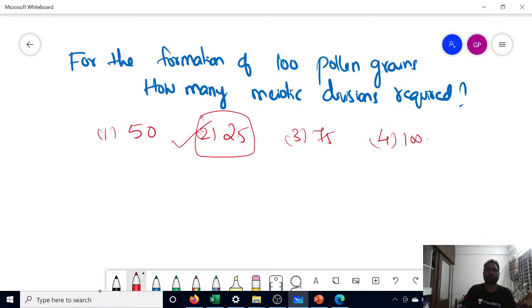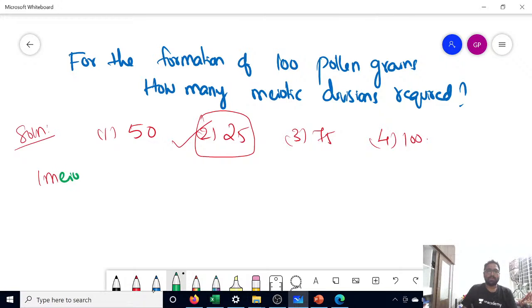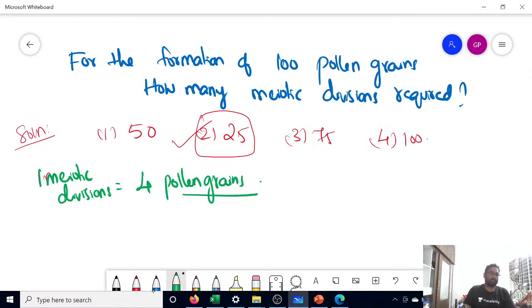25. Superb, students. Because one solution is on the screen. One meiotic division forms how many pollen grains? 4 pollen grains. So what you have to do? 1:4, right? So you should do 1/4.